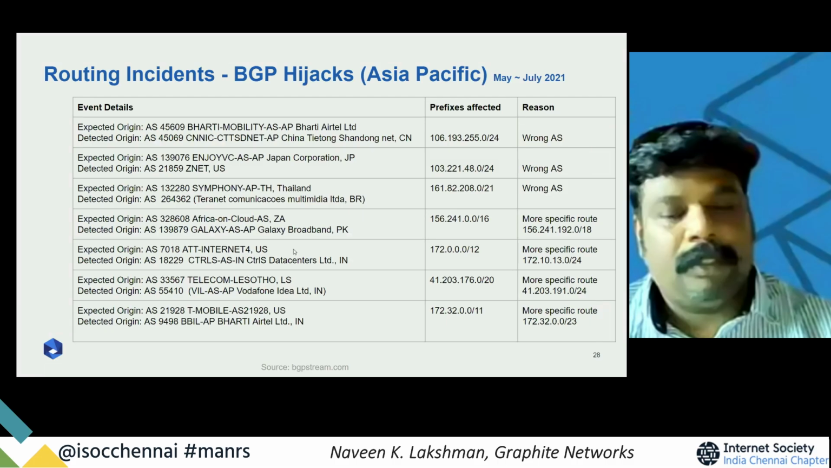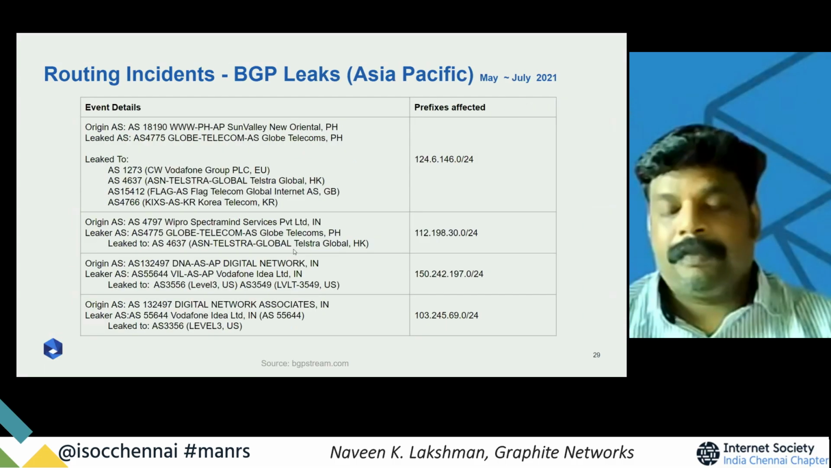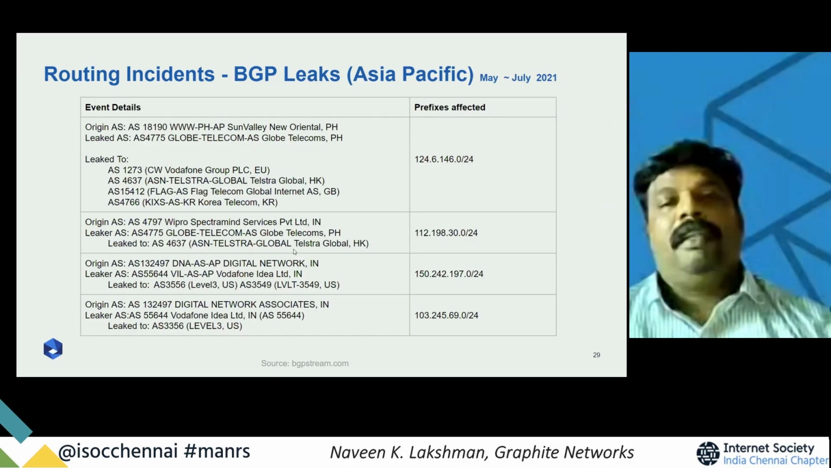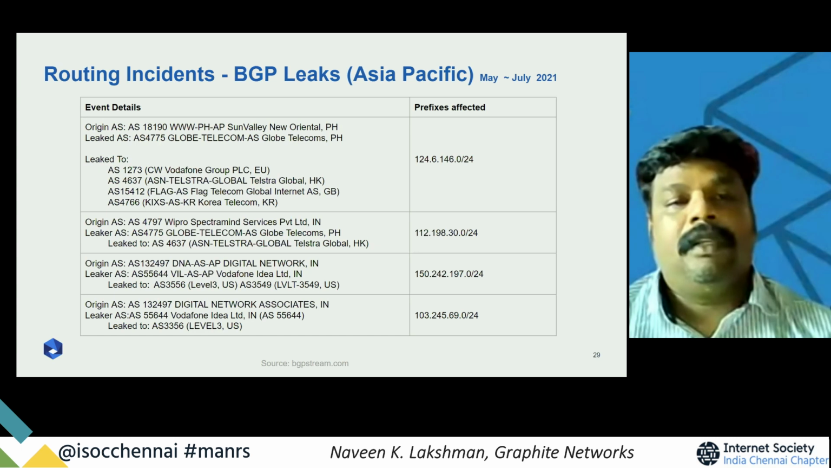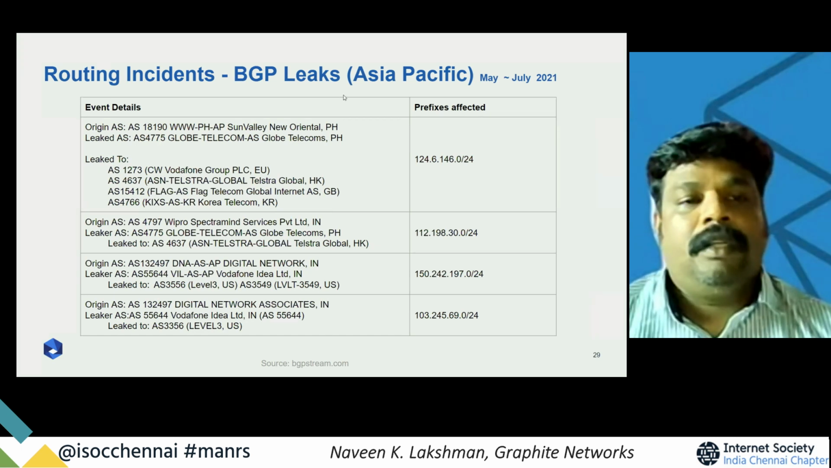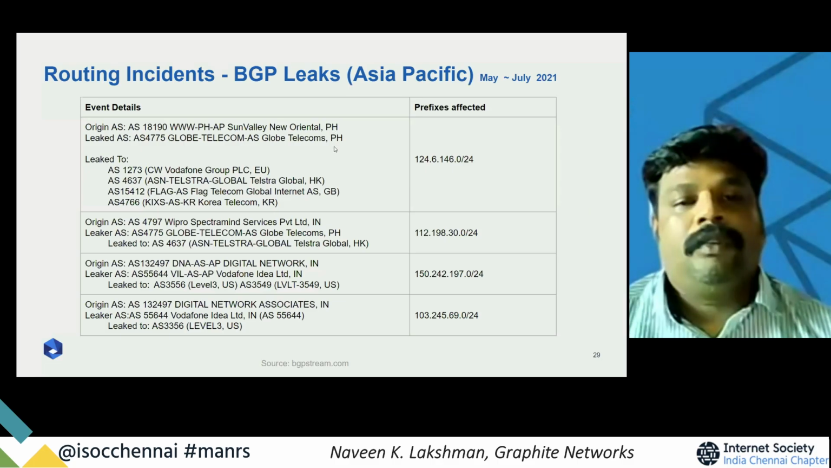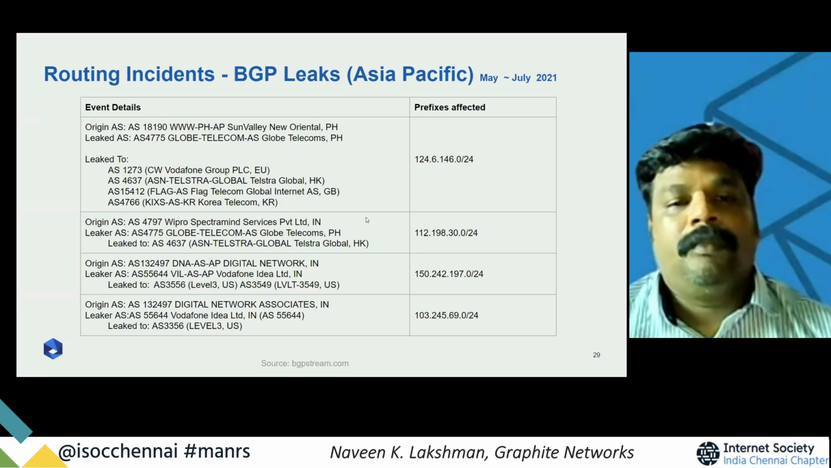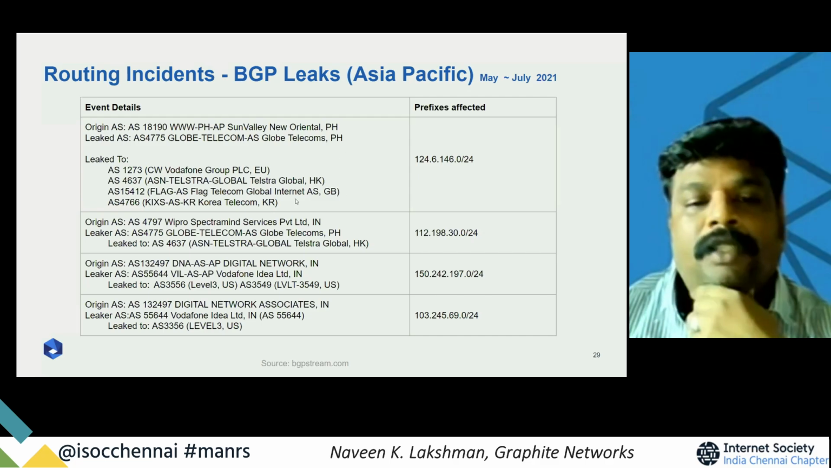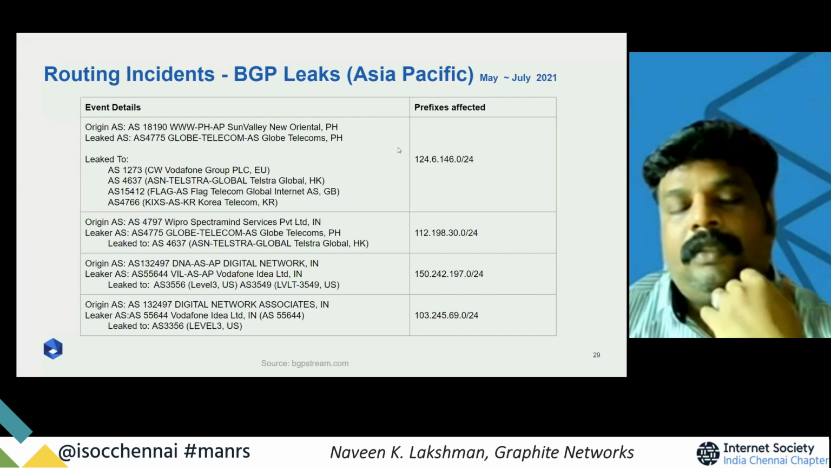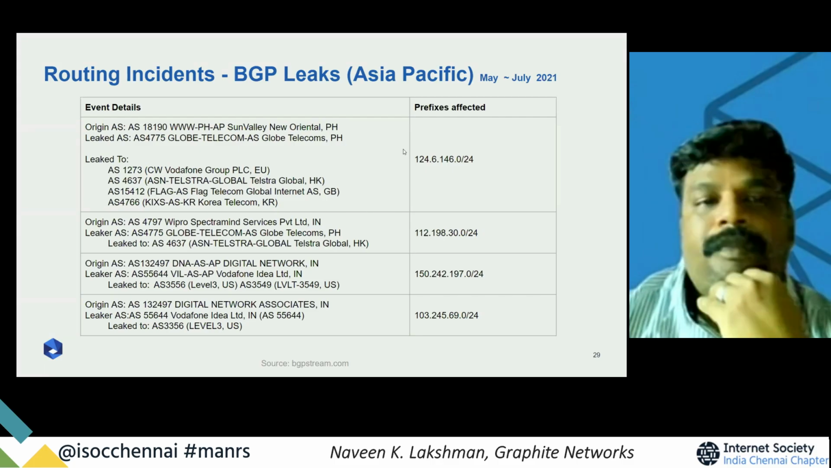Regionally specific hijacks and leaks you might see in Asia Pacific. So you see a Sunny Valley prefix got leaked by Globe Telecoms, which got leaked to Vodafone Europe, Telstra, Flag Telecom and Korea Telecom, etc. These are the few leaks I pointed out.